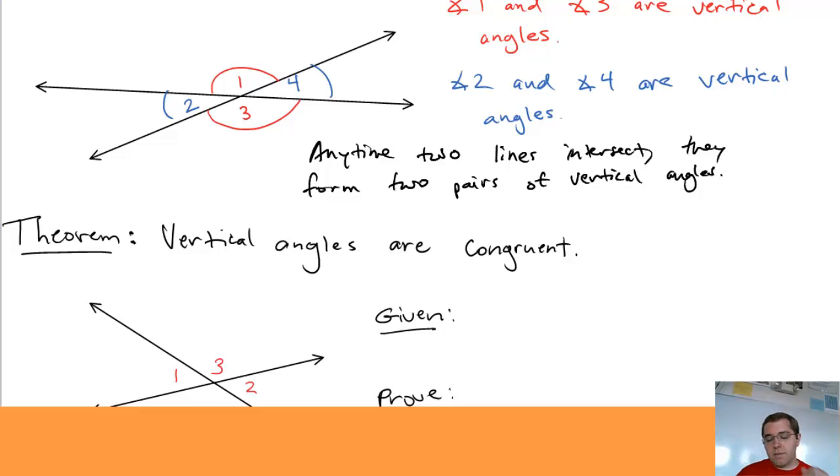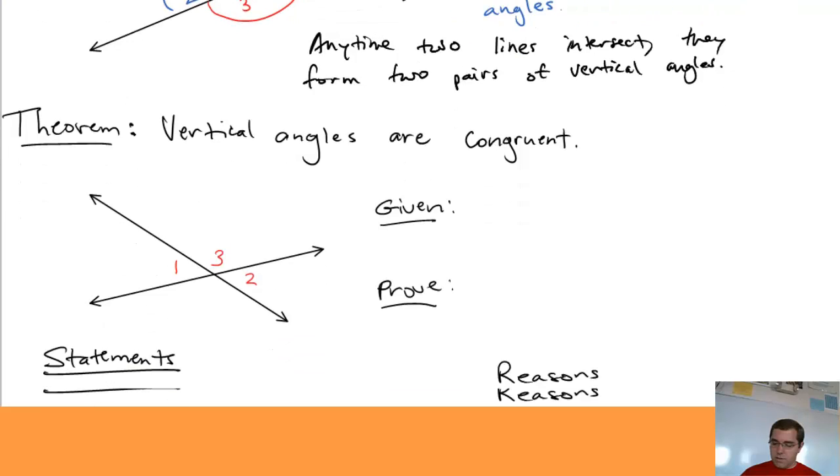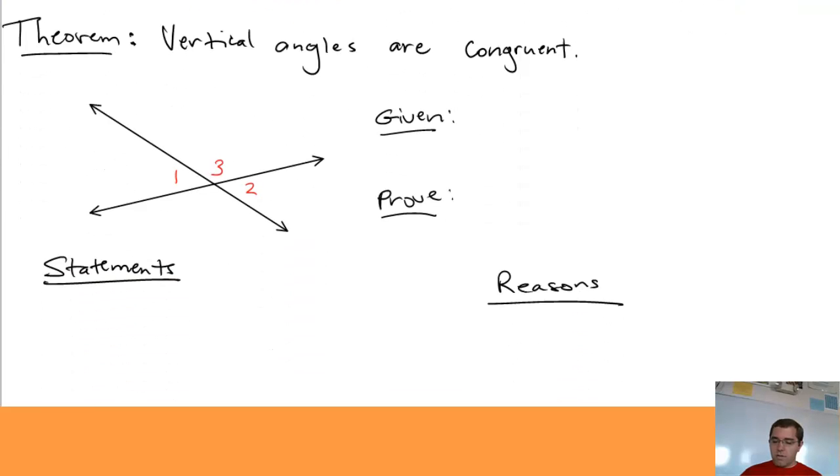Vertical angles, as you can kind of tell by the picture, are always equal in measure. They're always congruent. And that is our first theorem for today. Vertical angles are congruent. They are equal in measure. Here is how we're going to do a proof of this.